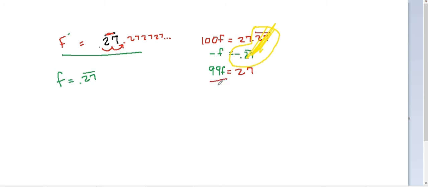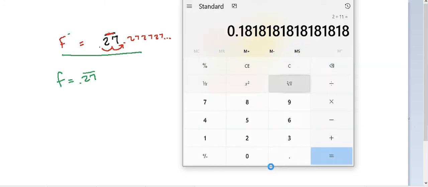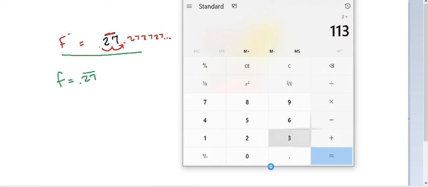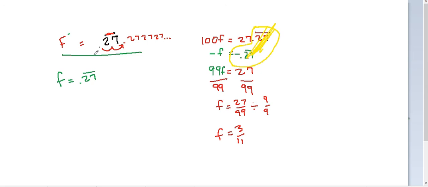Wonderful. To get the f by itself, we divide by 99. F is 27 over 99. Don't forget to reduce. We can divide top and bottom not just by 3, but actually by 9. So we end up with f is worth 3 over 11. Don't believe me? 3 divided by 11, sure enough, is 27 repeating.